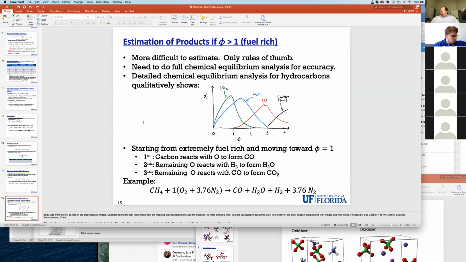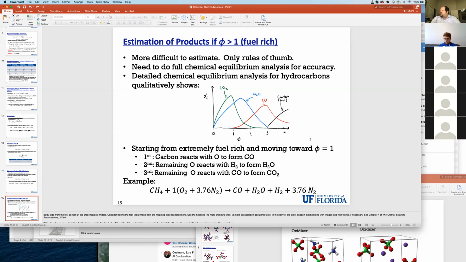But there is a nice rule of thumb if you just need a back of the envelope type answer. This is actually the result of a project I give in the other combustion class. The students did a full detailed chemical equilibrium analysis of a hydrocarbon, and they went from an equivalence ratio of nearly 0 up to, I think, like 10 or something like that. Then they plotted the mole fraction of carbon, CO, H2O, and CO2. You can see all these different species. Their equilibrium mole fractions peak at different equivalence ratios.